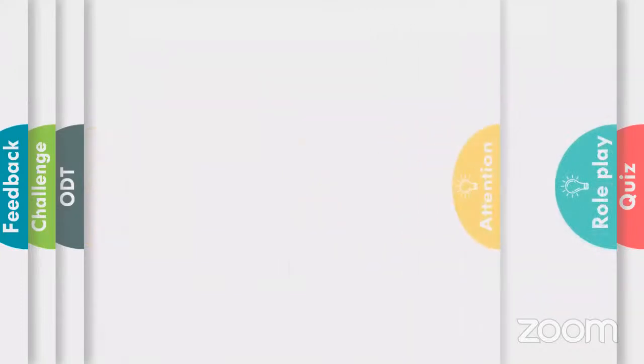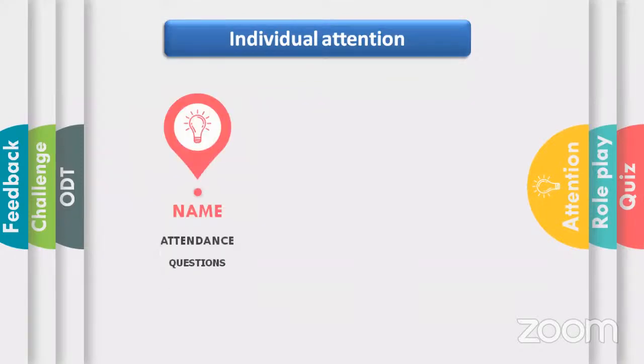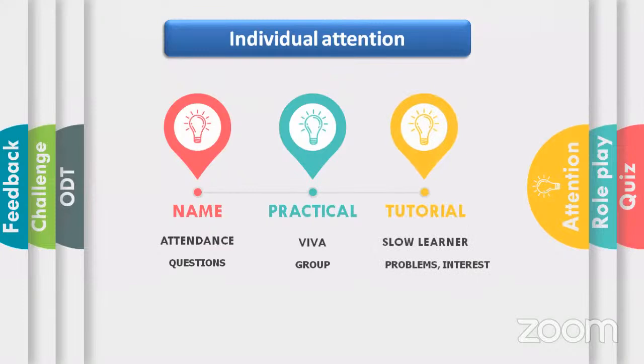Then, how to get individual attention to students. So this is the content of the slide. I'm just showing it step by step. In attendance we are going to take attendance, and then in practicals we can take viva. And then in tutorial classes, for slow learners, problems, and interests, you can learn from the students. So just these kinds of animations you can use for a slide.